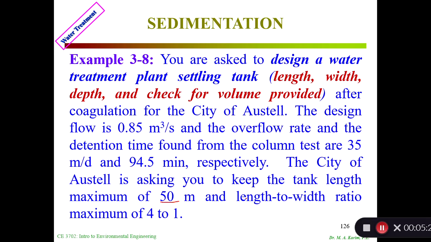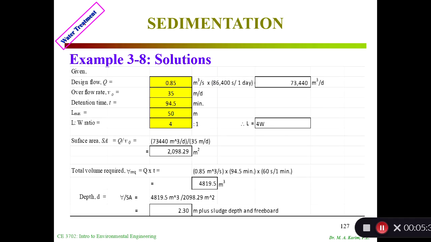This is L max, this is L to W, this is the T detention time, and this is the V0 overflow rate, and this is the Q, right? That's the only few things that I need. 1, 2, 3, 4, 5. Okay, so I use the Excel spreadsheet to do that. The other one I did by hand. Q equal to this, overflow rate is this, and I calculated this one would be 73,440 meter cube per day. Detention time, L max is 50 and the ratio is 4:1, L equal to 4W.